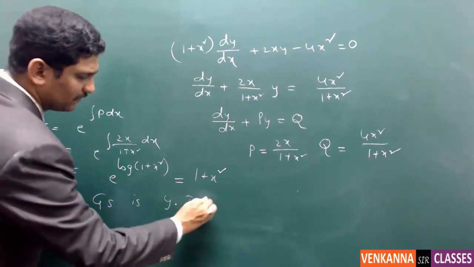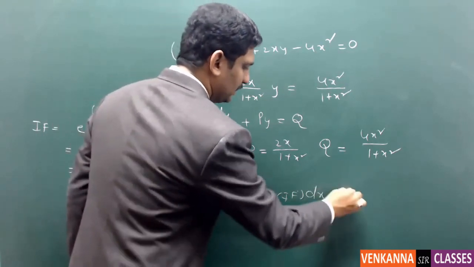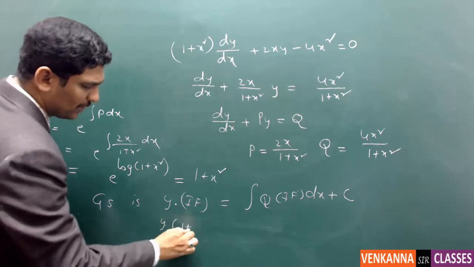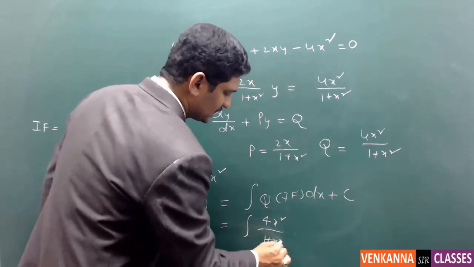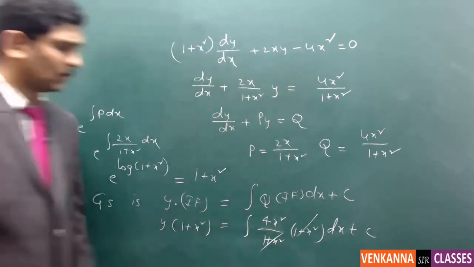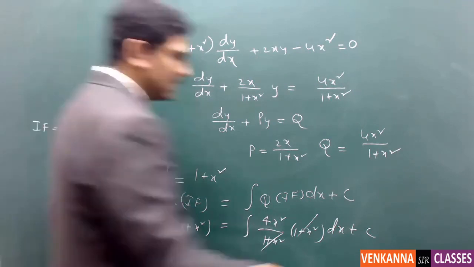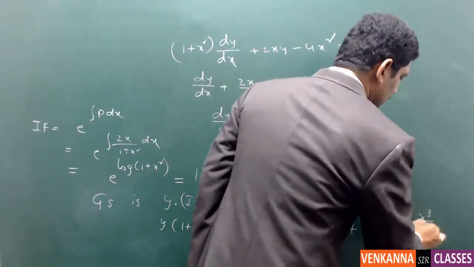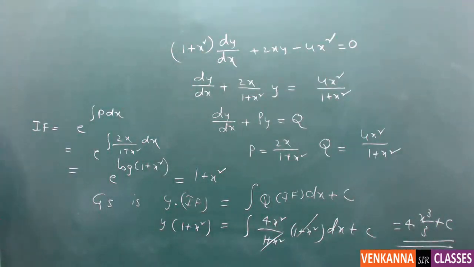Right. So the general solution is given by y into integrating factor equals integral of q into integrating factor dx plus c. So y into (1 plus x square) equals integral of 4x square by (1 plus x square) into (1 plus x square) dx plus c. So there you have the integration of x square as x cube by 3. On the right hand side you will have 4 into x cube by 3 plus c. So that is the general solution of it. So please take a note of that.